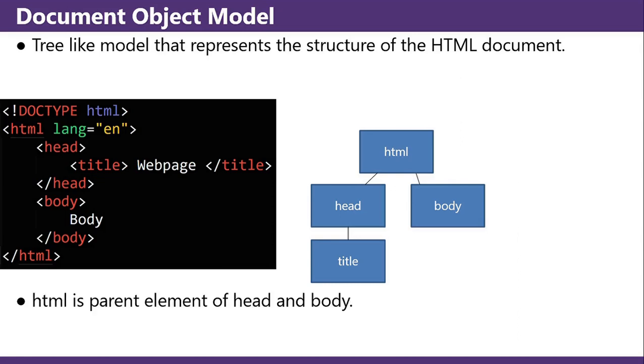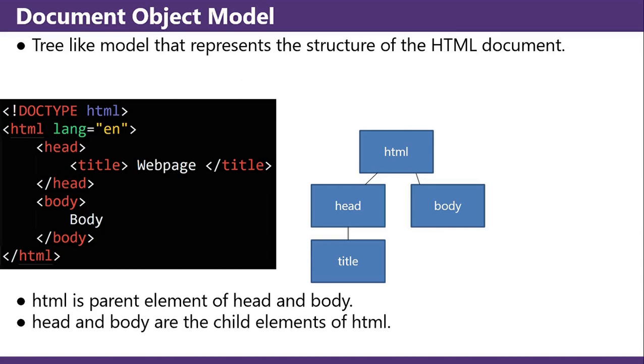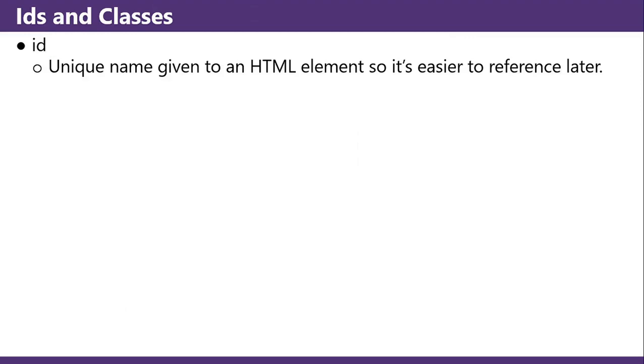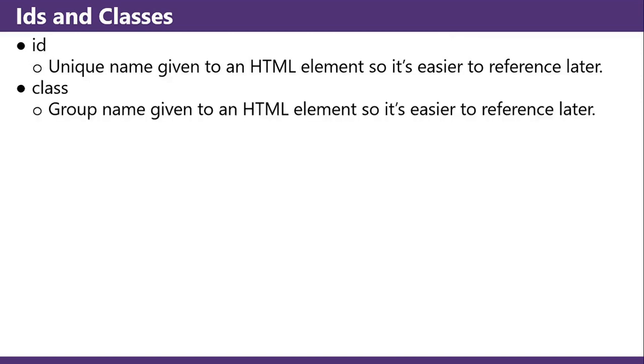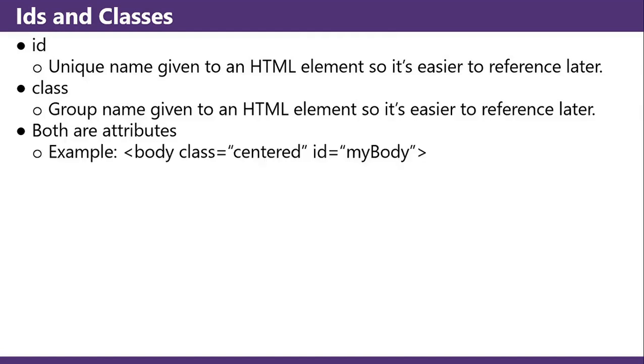HTML is a parent element of head and body. And the head and the body are the child elements of the HTML tag. IDs and classes. ID is a unique name given to an HTML element, so it's easier to reference later. Class is a group name given to an HTML element, so it's easier to reference later. Both are attributes. Example, body, class equals centered, id equals my body.